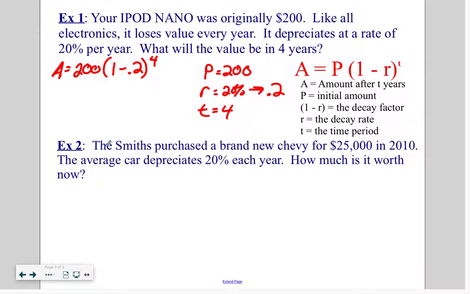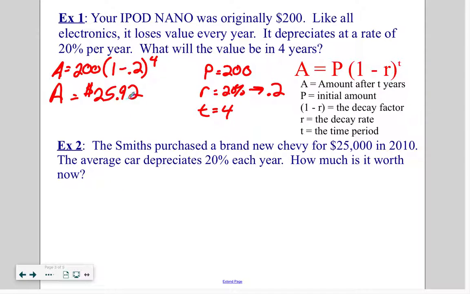So guess what? When you put this into your calculator, that Nano is now worth $25.92. Makes you question getting that nice phone, right? Man. So hopefully you enjoyed it, but it did cost you 175 bucks over 4 years.